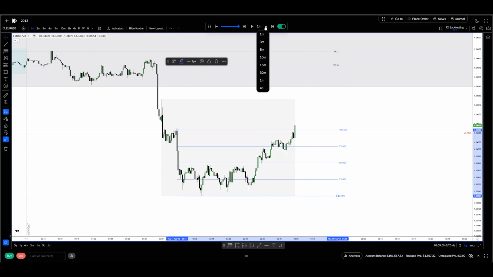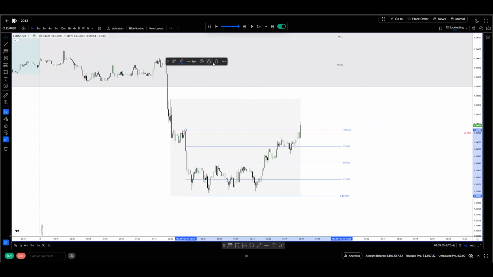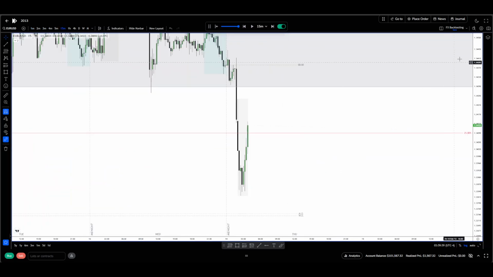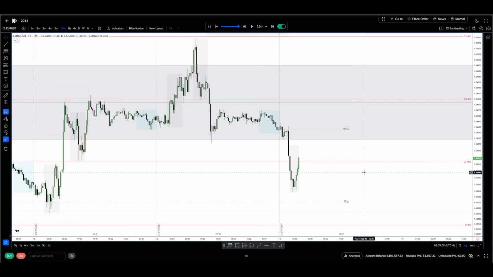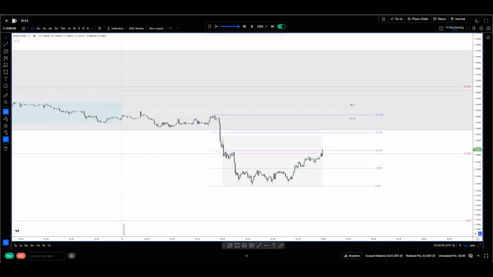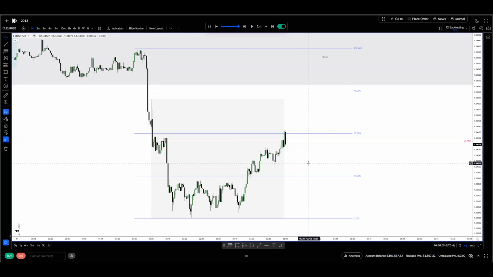Oh, I want 1 minute. Not sure why it does that. So okay, we are now trading the 50-minute dealing range, maybe the 1 hour dealing range. So it's this one right there. Took out those relatively equal highs. We are now inside this 50%, which has an overlapping fair value gap, which is nice.